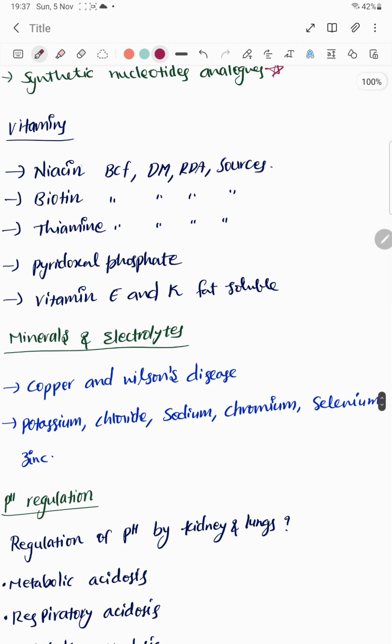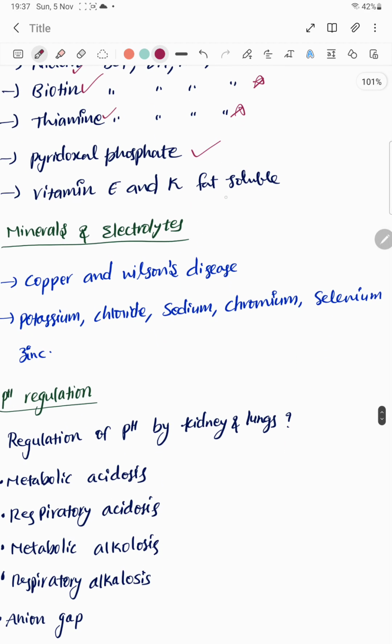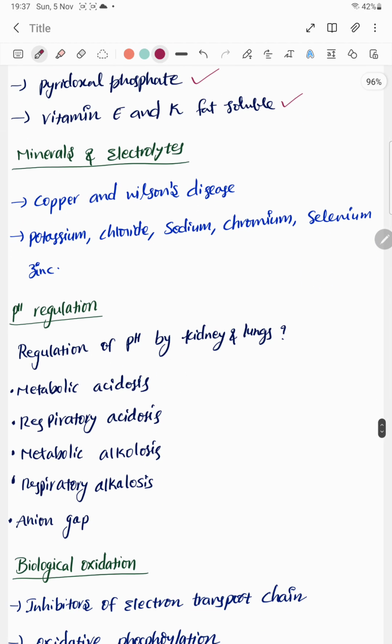Vitamins. From vitamins, short questions are niacin, biotin, thiamine. All these 3 are star marks, very, very important. And pyridoxal phosphate, just tick mark. Vitamin E and K, fat soluble vitamins, are also tick mark. Okay. Minerals and electrolytes. Copper and Wilson's disease, very, very important, star mark in case of short questions.